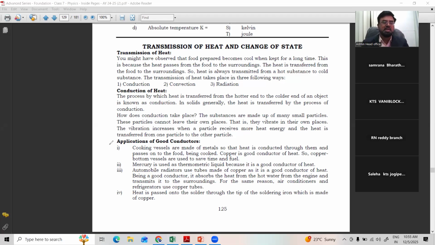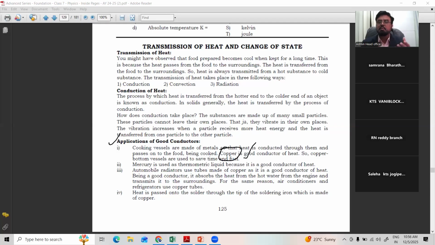So where is it applicable? You can see applications. Cooking vessels are made of metals so that heat is conducted through them and passes on to the food being cooked. Copper is a good conductor of heat, so copper bottom vessels are used to save time and fuel. So we get steel vessels with a copper bottom.